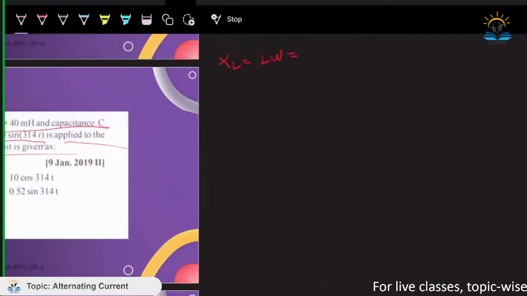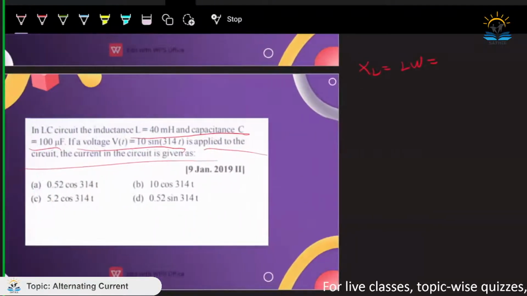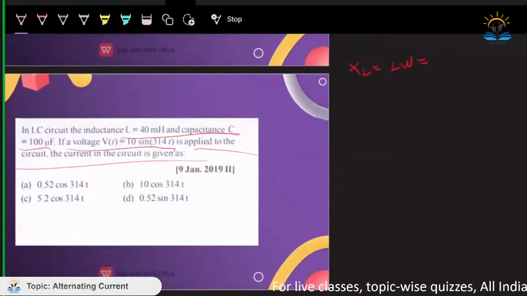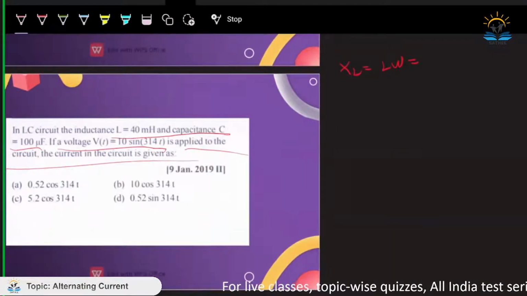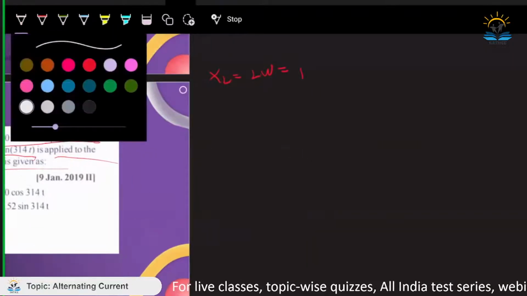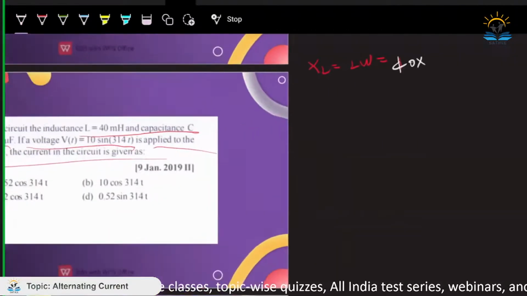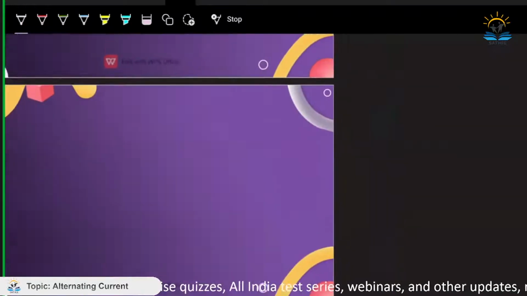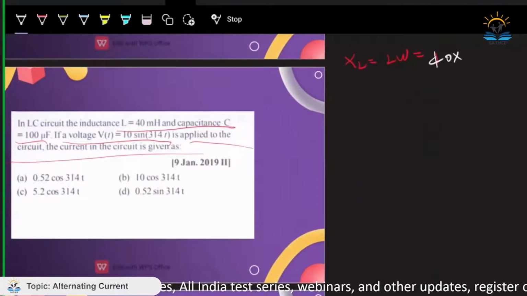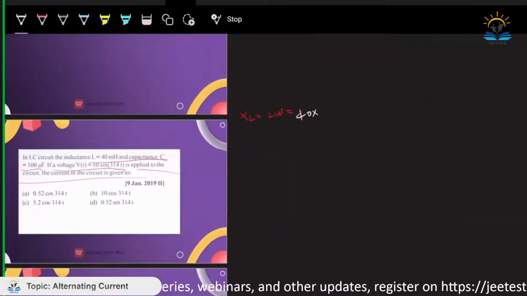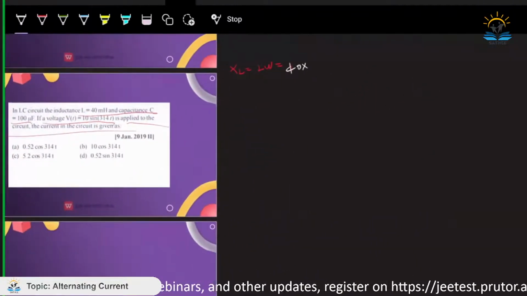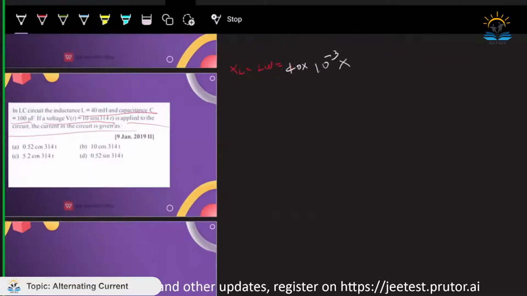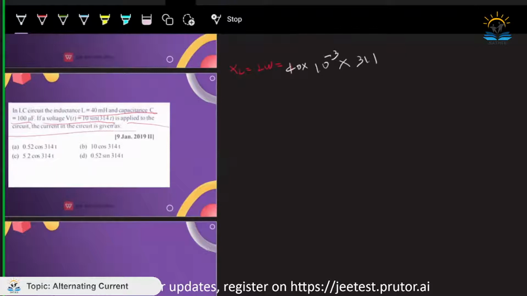XL will be L omega. How much is L omega? L is 40 into 10 raised to minus 3. How many questions are remaining? 1, 2, 3, 4. Okay, so we have to go a little faster. Anyway, L omega is 40 into 10 raised to minus 3, and omega is 314. Right. So we will get the value.